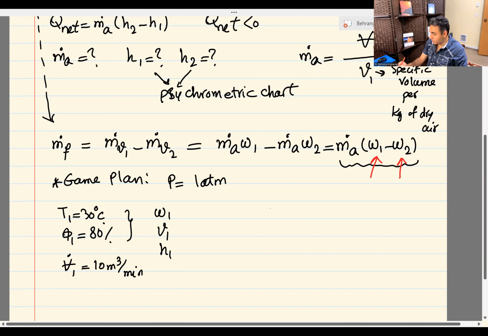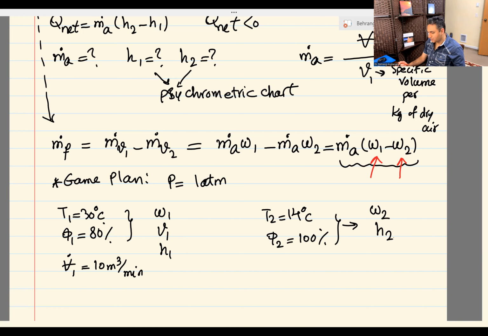At the outlet, what do I have? I have T2 equals 14 degrees Celsius, and I have Phi2 equals 100%. Okay, I go to the psychrometric chart again, and what do I find there? I find omega 2 and I find H2. I don't need to find V2 because once I have m dot of dry air, I'm good to go. I don't need to do that again.